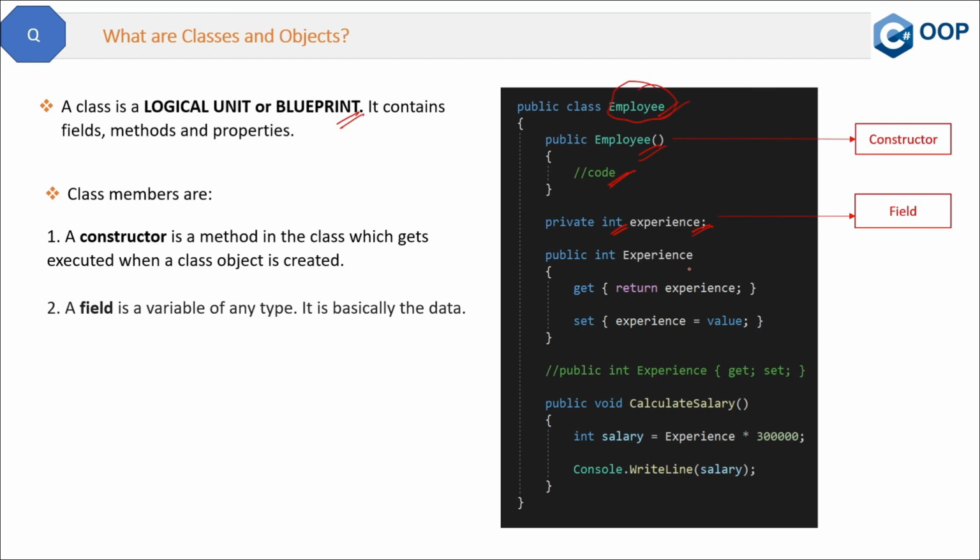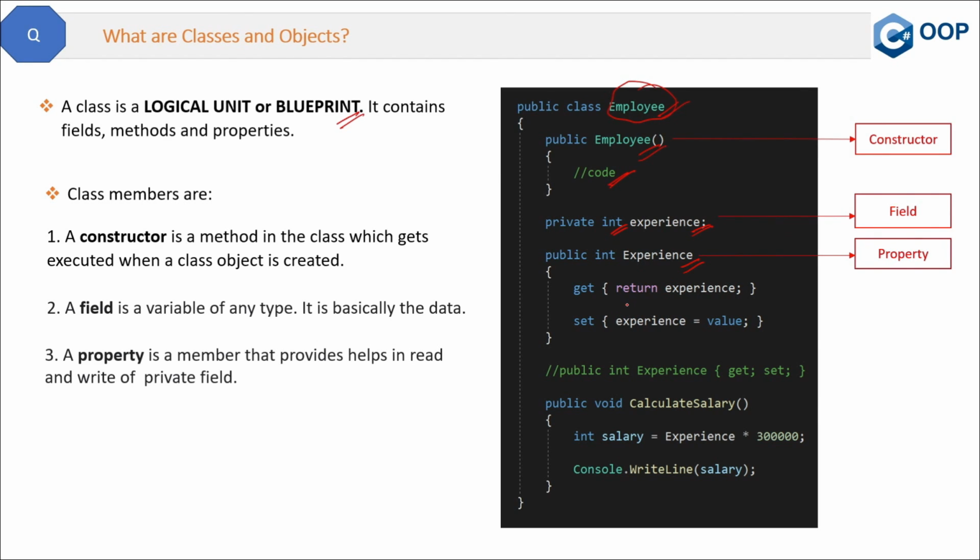The next class member is a property. A property is a member that helps in reading and writing the private fields. Why do we need a property when we already have a field? That's because of encapsulation, and we will cover that in detail in upcoming videos.